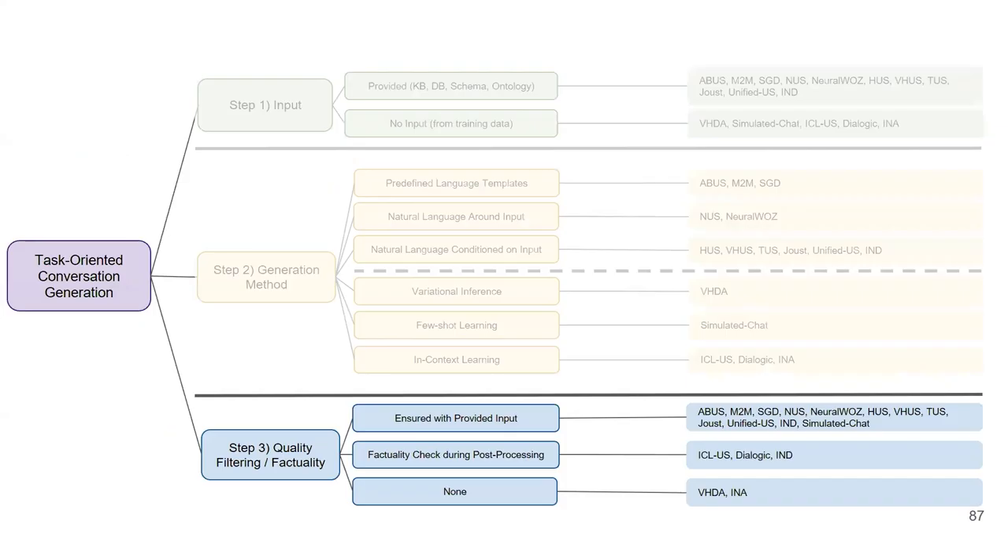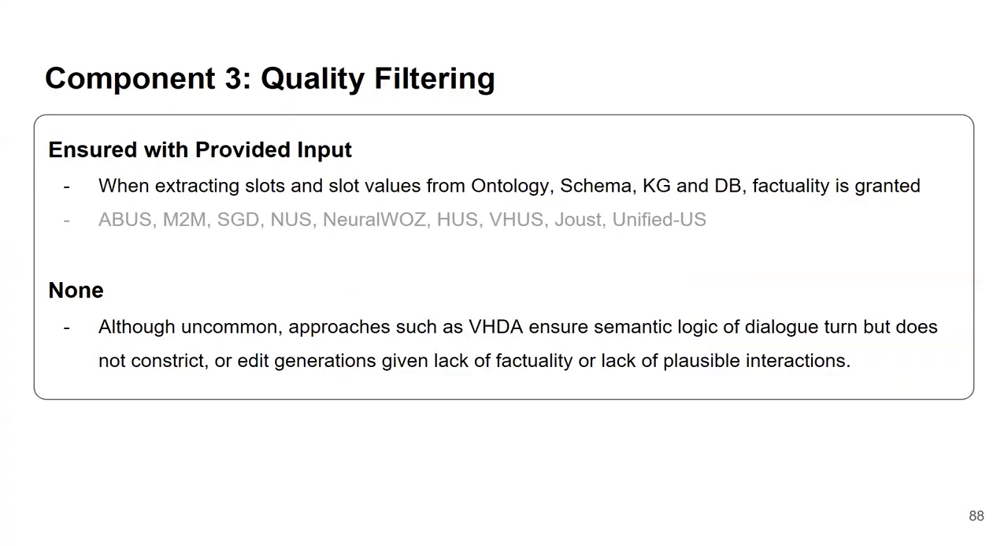And finally, quality filtering or factuality. This is quite straightforward. So if you have input provided, you don't really need to check your facts. If you don't have it provided, you have to check your facts. So this is what I said here. All of these papers in gray, they're fine because they just extract information from the knowledge graph. VHDA, which is the one that does variational inference without input, should do a quality check, but they do not because it's very cumbersome and that's a big problem.